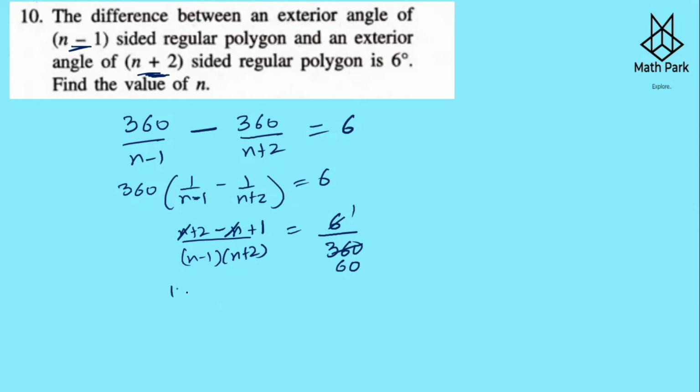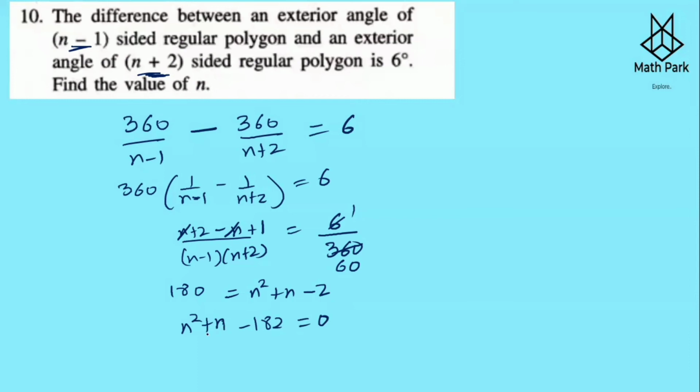3 times 60 is 180, is equal to n minus 1 into n plus 2, which is going to be n square, minus 1 plus 2 is plus n, minus 1 into 2 is minus 2. So when I simplify this, I get n square plus n, 180 goes here, it becomes minus 182, is equal to 0. We get a quadratic equation.